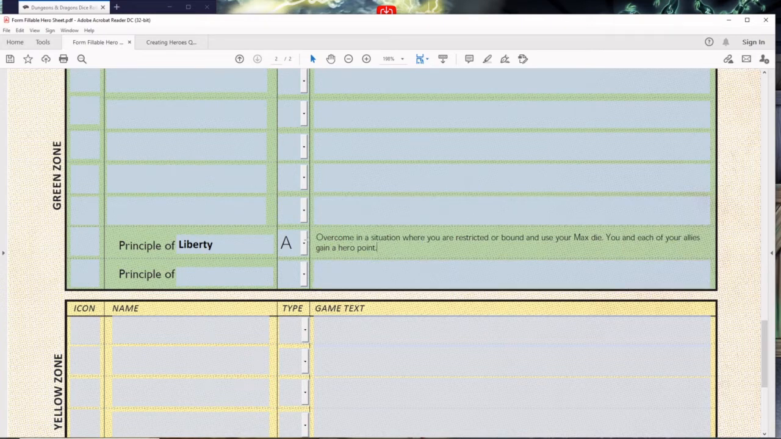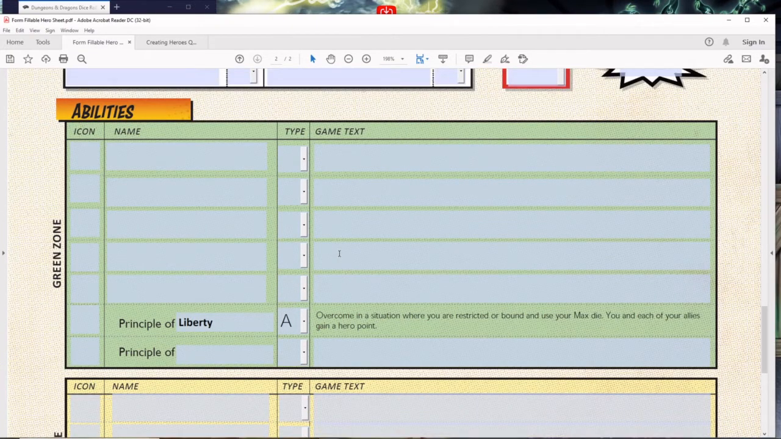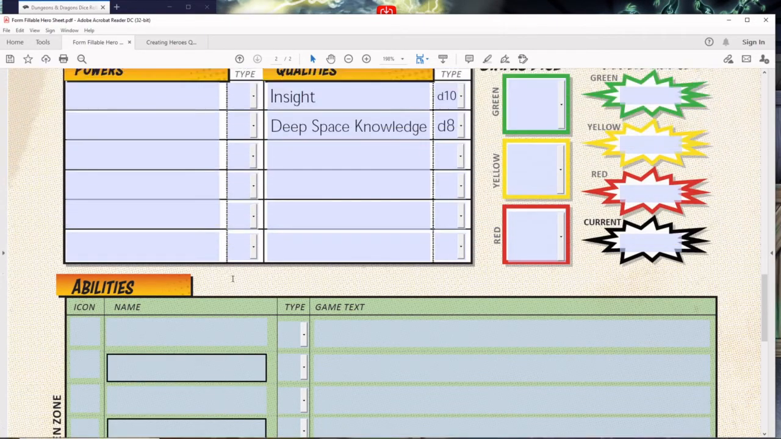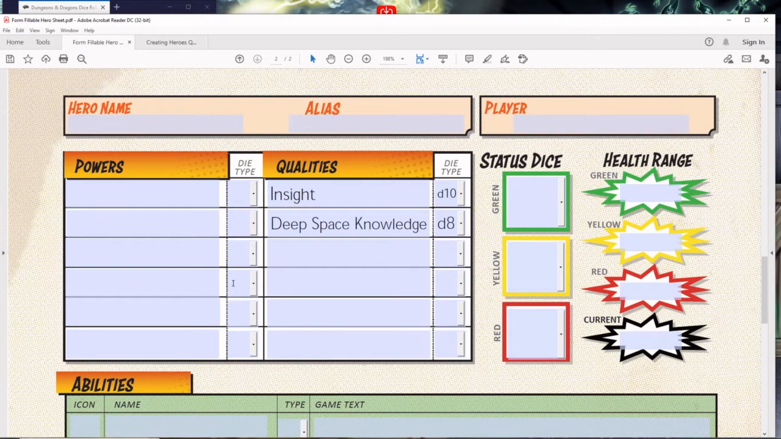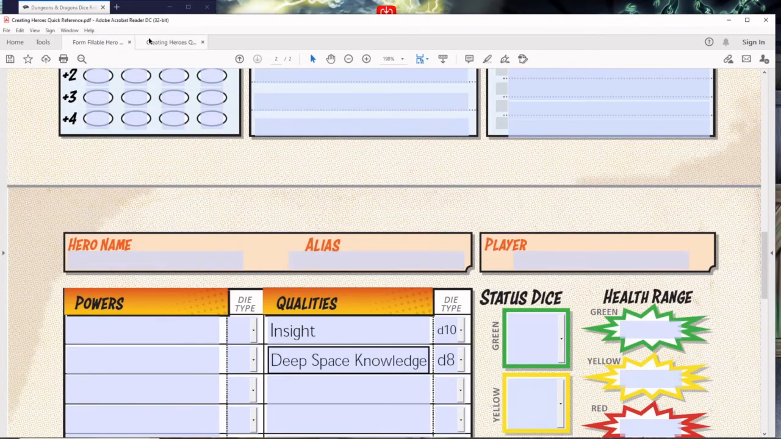Overcome, in most of these principles, is overcome in X circumstances, use your max die instead of your mid die. Overcome is a general purpose action that you would take to like save the civilian or defuse the bomb. It's the general purpose, do something that isn't attacking or defending or whatever. Okay, so that is what you get out of backgrounds.